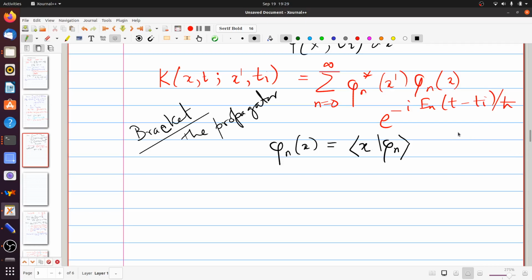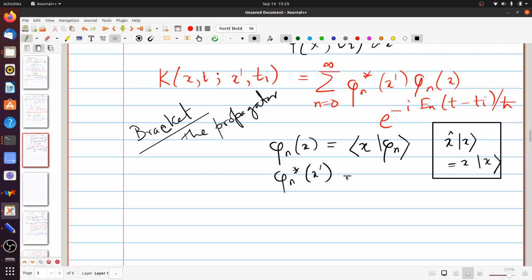X, of course, is an eigenket of the position operator corresponding to eigenvalue, just the number x. So we are going to use these position eigenkets to express the wave functions in terms of the abstract eigenkets of the Hamiltonian operator. So phi n x in this expression here is nothing but <x|phi n>, and phi n star x prime, the conjugate, as you all know, is simply this. Again a bracket, but in the opposite order.